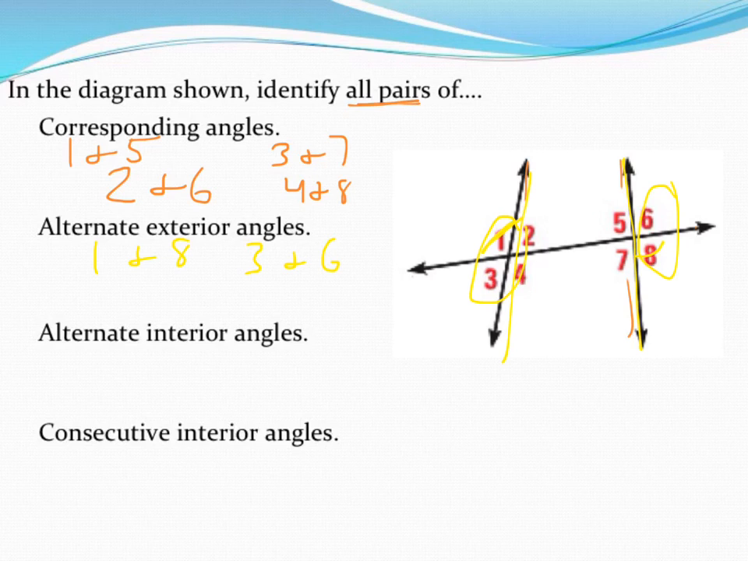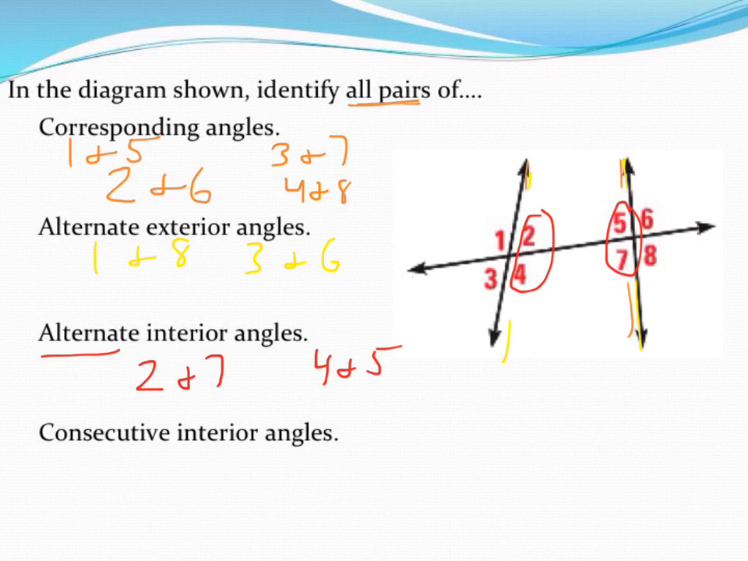Okay. Next up are the alternate interior angles. So again, I'm only looking at particular angles. I want to be inside those lines, so these are the 2 angles I'm looking at that are between the 2 lines, interior. Alternate, once again, refers to one on one side of the transversal, one on the other. So 2 and 7 could work, and finally 4 and 5 could work as my other set.